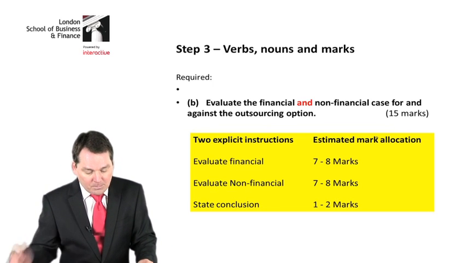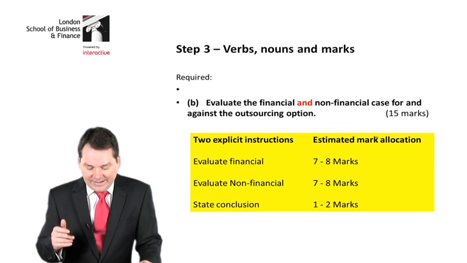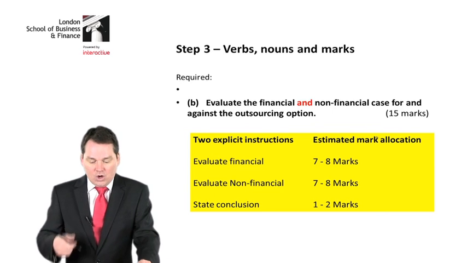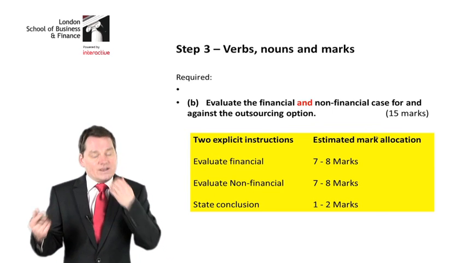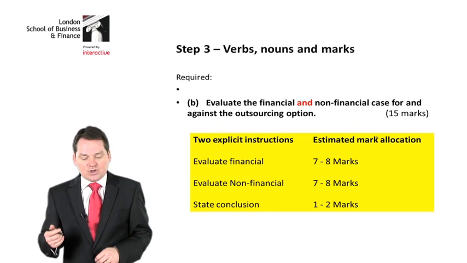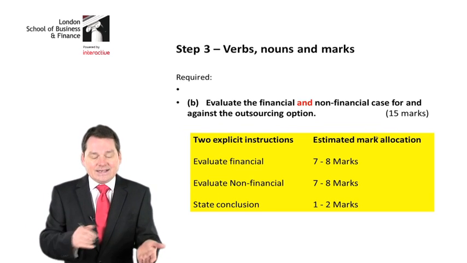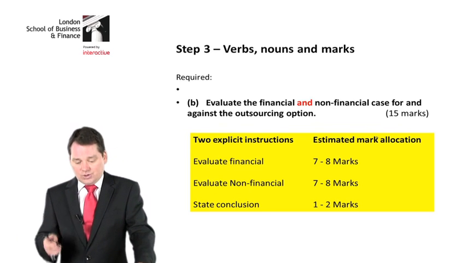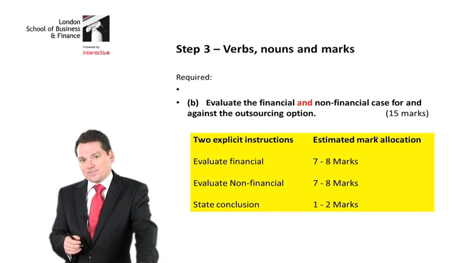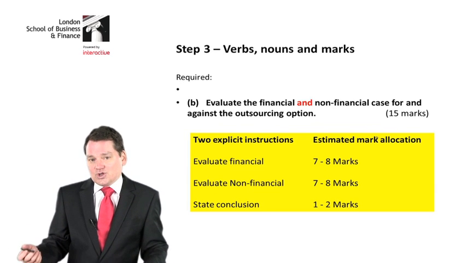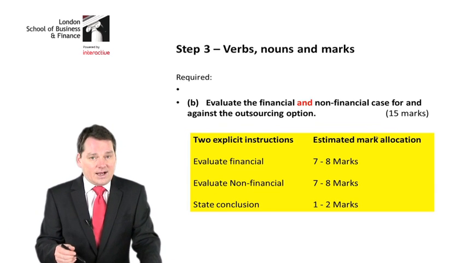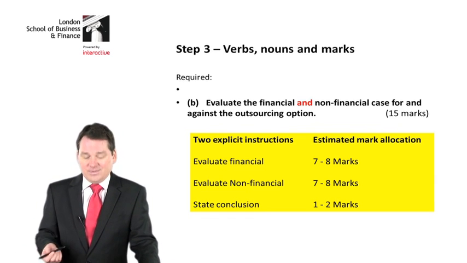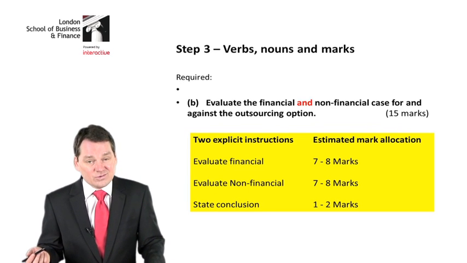Part B, evaluate the financial and the non-financial case for and against something. Right, financial then, 7 to 8 marks. Non-financial, 7 to 8 marks. And because it says evaluate, I have to come up with a conclusion. There ought to be 1 or 2 marks for that. Now again, just as I have just said, potentially you could get 8 and then another 8 and then another 2. You could potentially get 18 marks, but it isn't going to happen. You're only going to get 15 at the most.